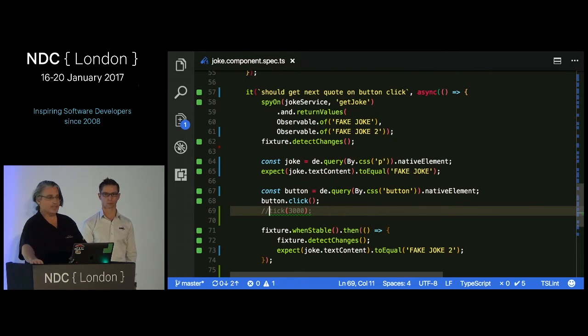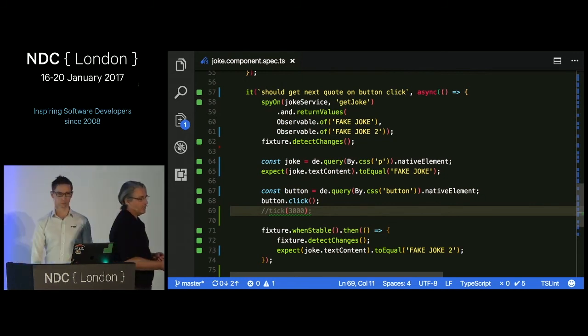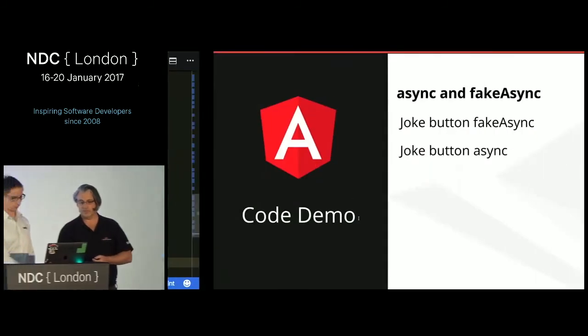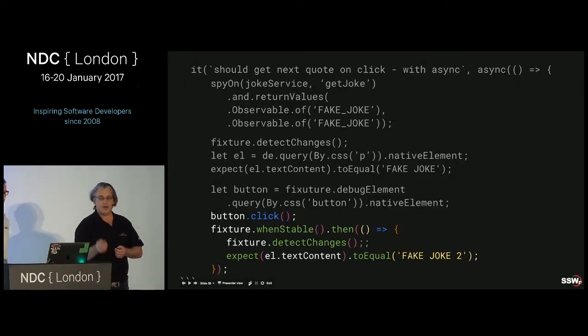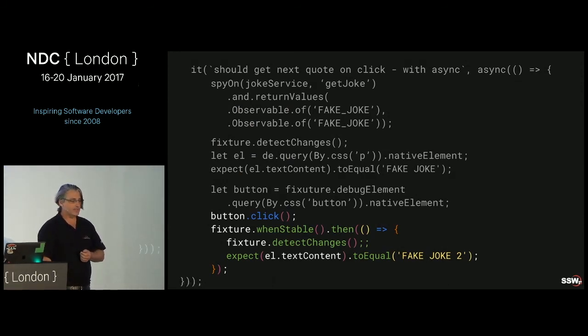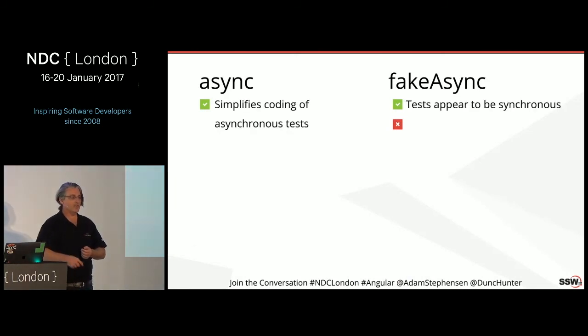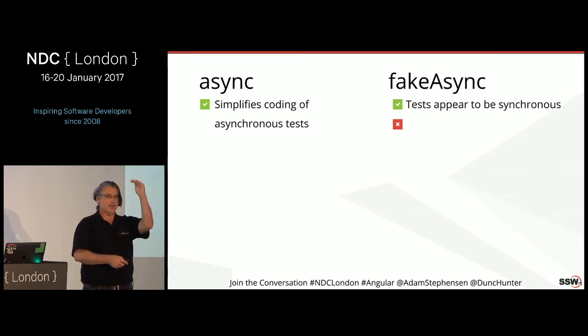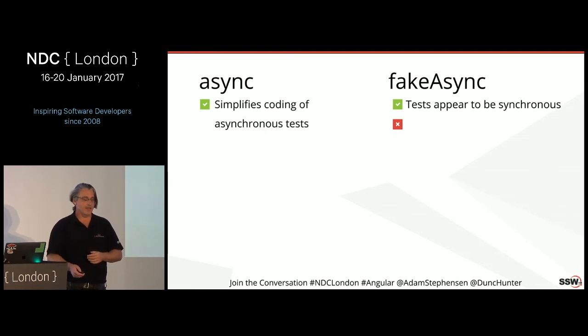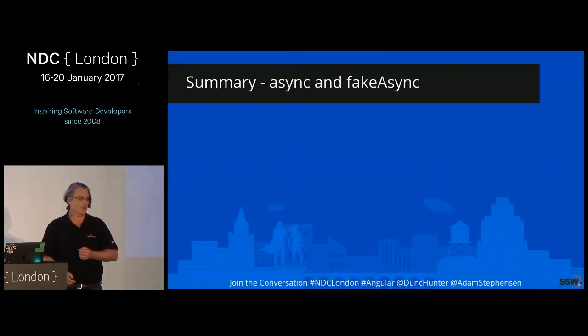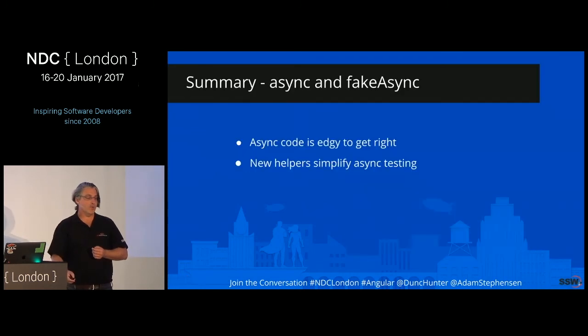So there's Angular 2, it makes testing asynchronous code so much easier. So we saw how click and whenStable is used when writing async tests, but we're going click, tick, and then doing our assertions when we're using fake async. The benefit of async is that it simplifies coding our asynchronous tests. The benefit of fake async over async is that the tests are all in a straight line. They appear to be synchronous. There are downsides, though, like you can't call XHR requests. So in summary, async code is edgy to get right, but the new tools are really going to help you write your tests a lot easier.